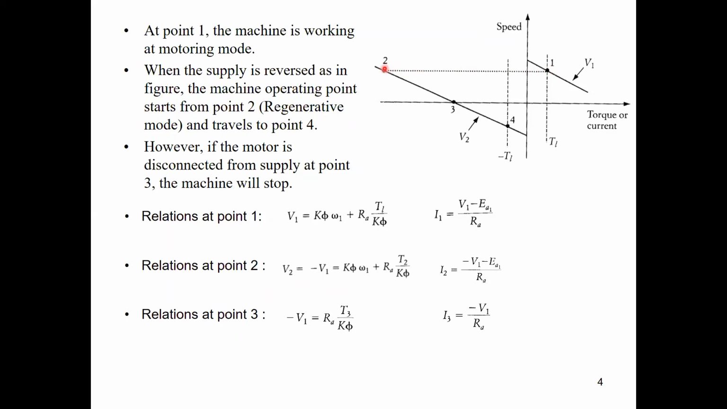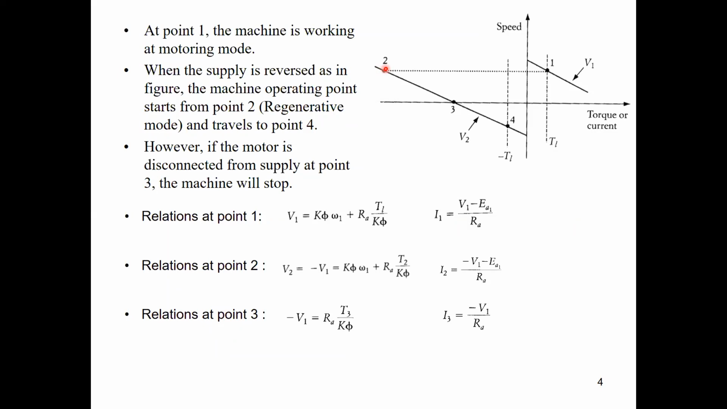We described before that this quadrant is called the generator quadrant or regenerative braking quadrant. So even for counter current braking, we have to move from quadrant 1 to quadrant 2 at the regenerative braking, and at this instant the current is reversed. So this means the current is going to supply the source. However, here we still have the source. The source is reversed, and the current is going to supply the source itself. So at point 2, the machine is working at regenerative braking.